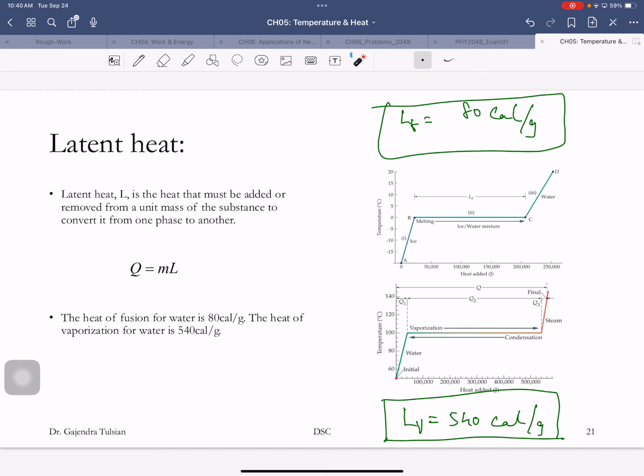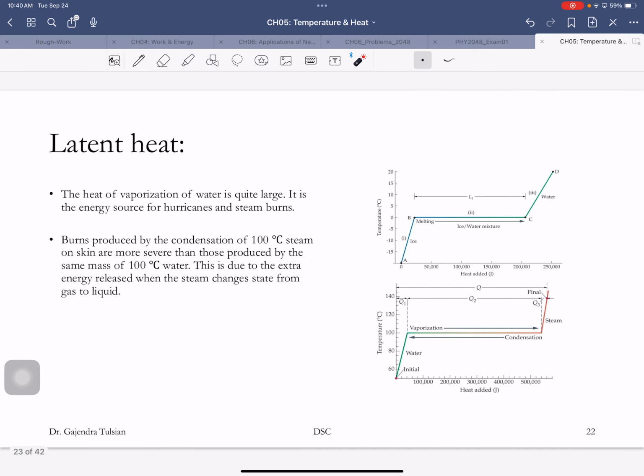Okay. To vaporize 1 gram of water, you need 540 calories of heat. Okay. These two numbers are extremely important, and the latent heat of vaporization of water is quite large. It's the energy source for hurricanes and steam burns. Okay, so what this means is, okay, so let's say, now this is a healthcare relevant example. 1 kg is 2.2 pounds.